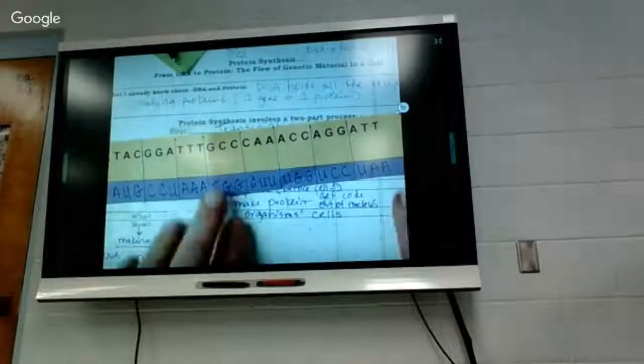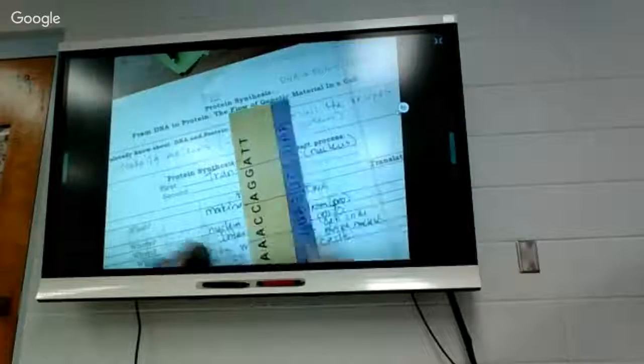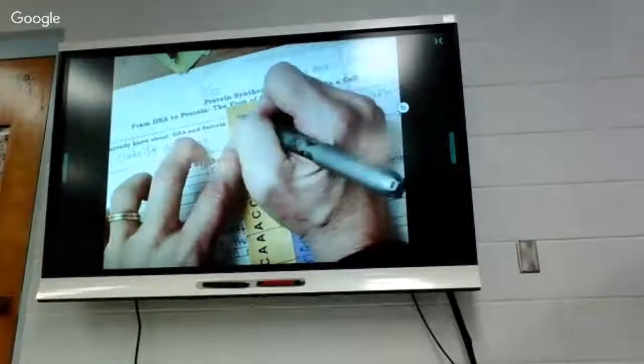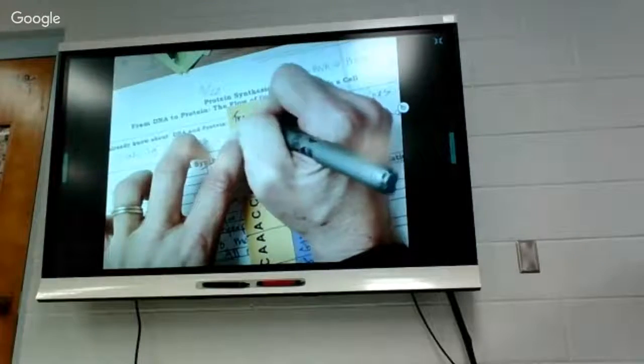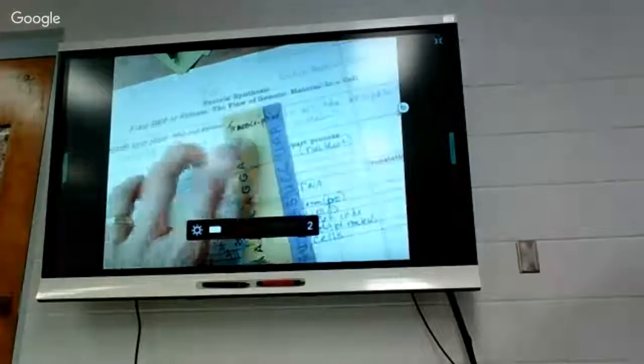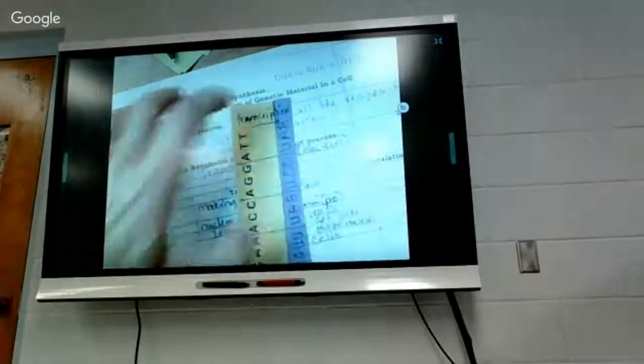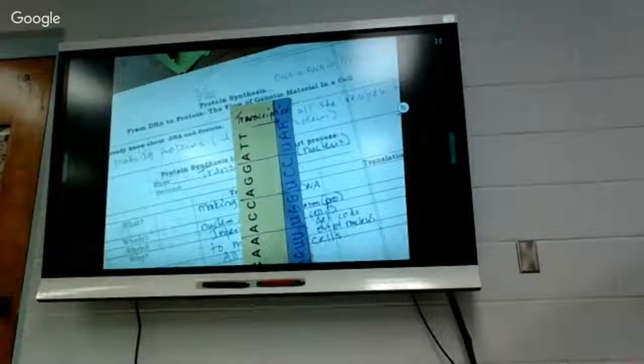Okay, after you've got yours, flip this over. It's on the side, right. And now let's put this. This process is transcription, okay? So from here to there is transcription. Wait, where are we writing that? On the other side? Yep.